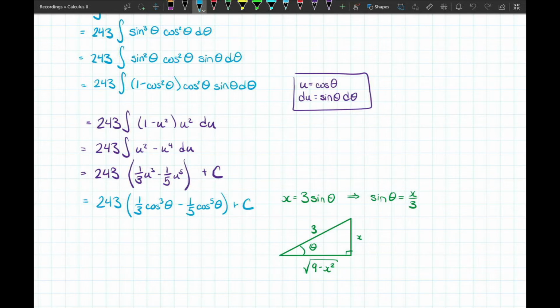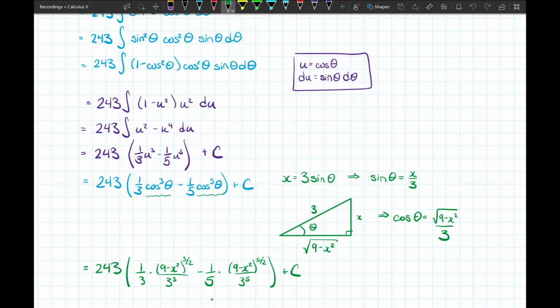This allows us to say cosine theta is equal to adjacent over hypotenuse, or the square root of 9 minus x squared over 3. That can now be substituted into our function wherever we see cosine theta. So that leaves us with an answer in terms of x. And here is our final answer now written in terms of x.